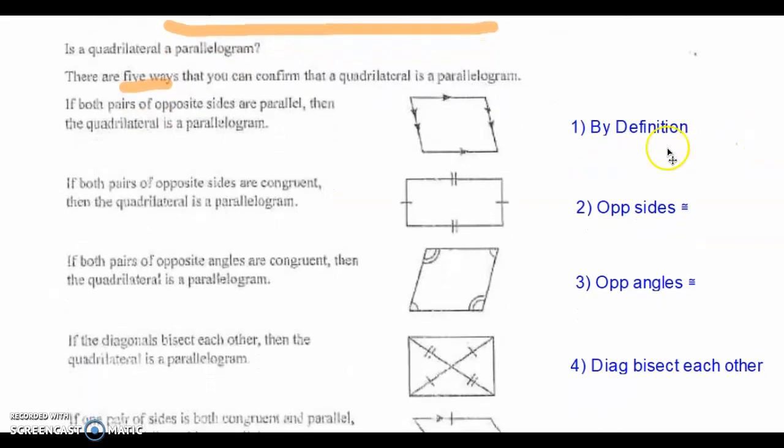All right, we scroll down to the second one, and it says both pairs of opposite sides are congruent. Top and bottom are congruent, left and right are congruent. So by opposite sides are congruent, this has to be a parallelogram. For the third example, both pairs of opposite angles are congruent. These 2 obtuse angles are congruent, and these 2 acute angles are congruent.